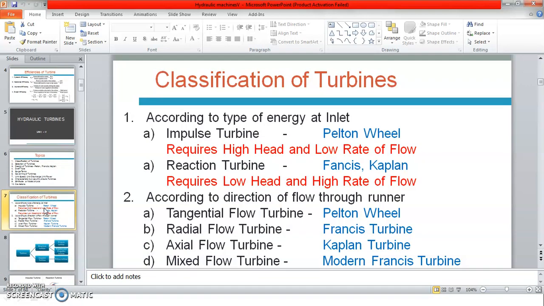So we'll simply have the classification of turbine. According to the type of energy at inlet, there are 2 to 3 turbines. You just read this. I am giving time for it.